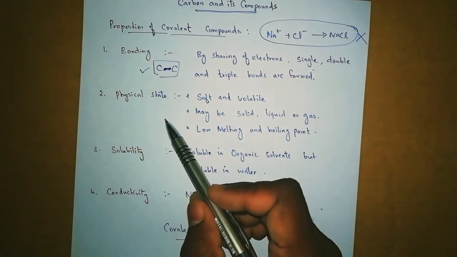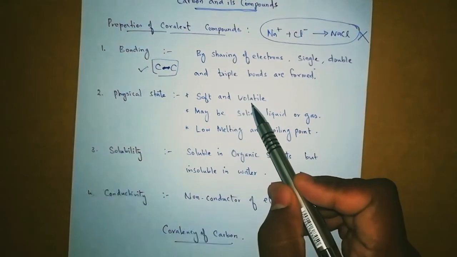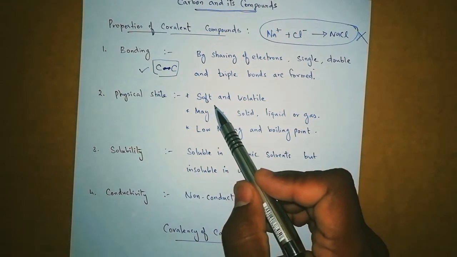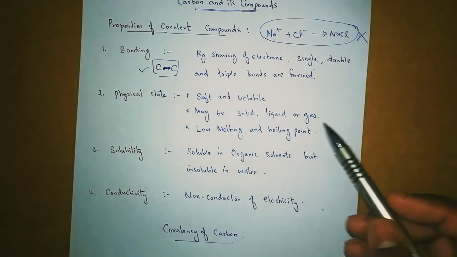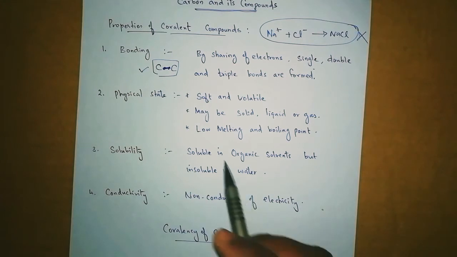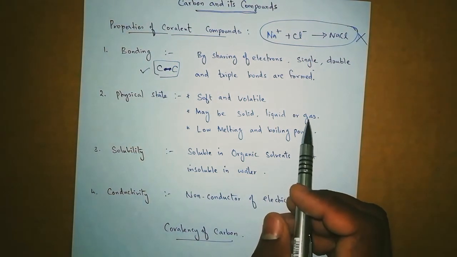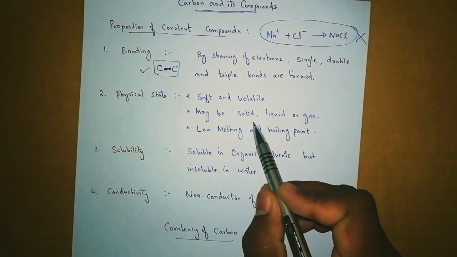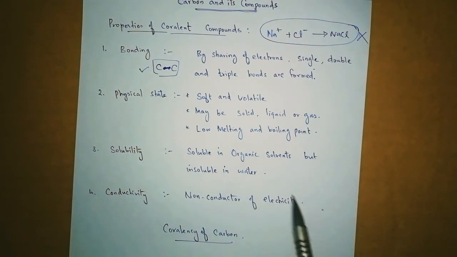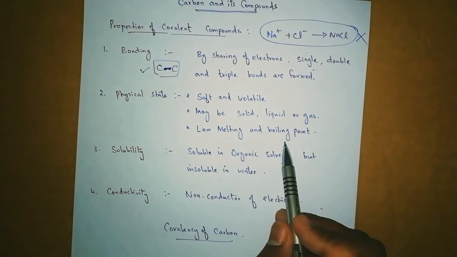Then what about the physical state? The physical state of these covalent compounds is soft and volatile. That means they can very easily change their state from solid to liquid or liquid to gas. So they are in different forms: solid form, liquid form as well as gaseous form. But if you compare this with ionic compounds, ionic compounds are only in the solid state. They are never in the liquid state. Covalent compounds usually have low melting and boiling points.